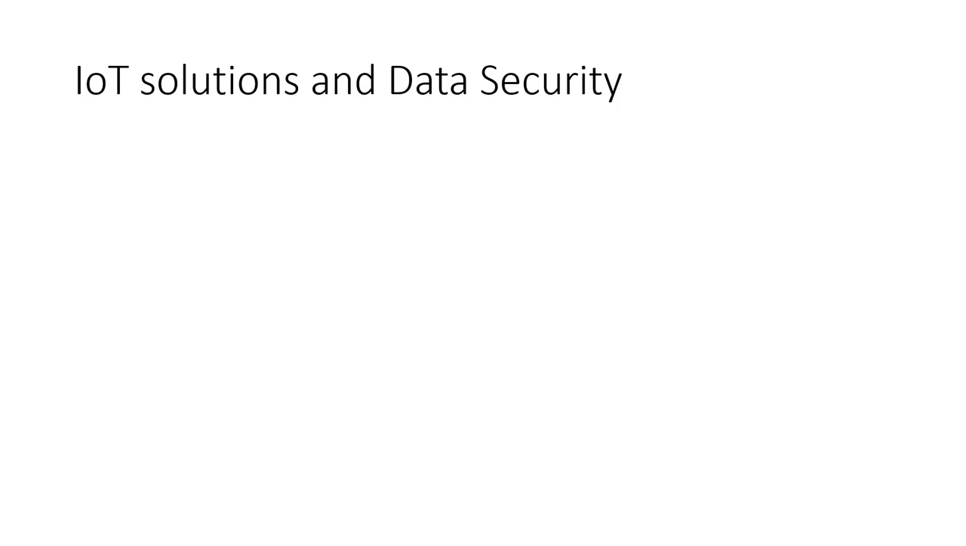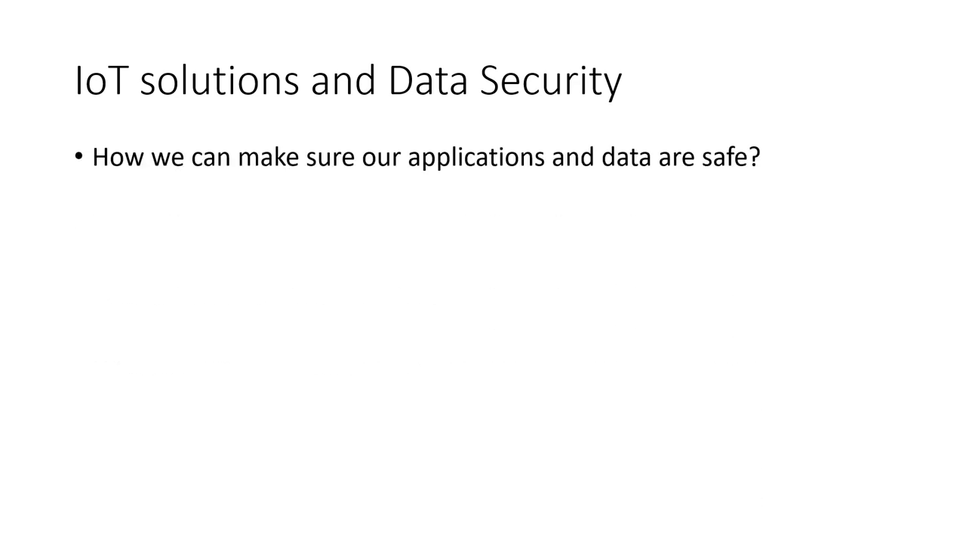Now I will present IoT solutions and data security. First question, how can we make sure our applications and data are safe? We can ensure safety by using secure passwords and accounts, and we can implement strong authentication, data encryption, regular updates, and continuous monitoring for suspicious activity.